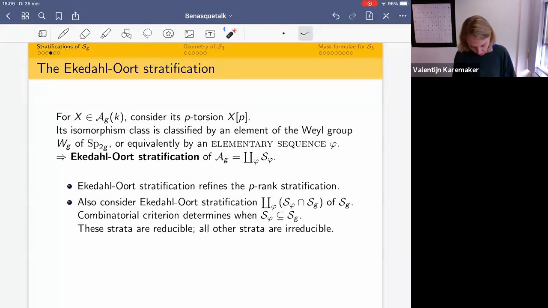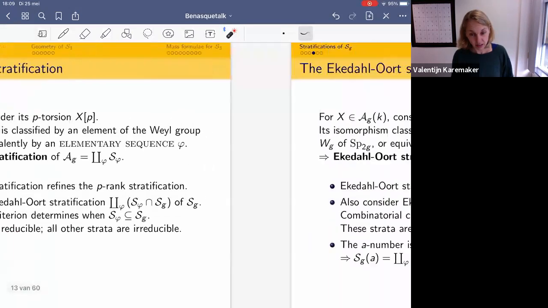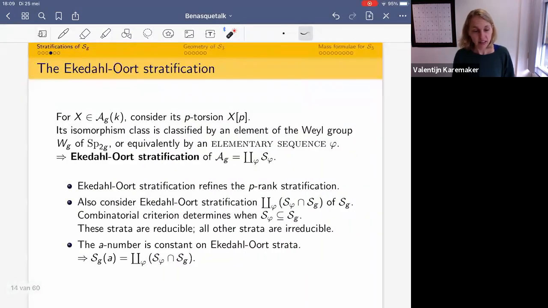We know, though, by work of various authors, that the strata that are contained in S_g are reducible, and that the other strata are irreducible. One more point: the A number is constant on Ekedahl-Oort strata. As I said, this is also a refinement. So each A number stratum is really a disjoint union of restrictions of Ekedahl-Oort strata to S_g. And again, general intersections of A number strata and Ekedahl-Oort strata are not so well understood.